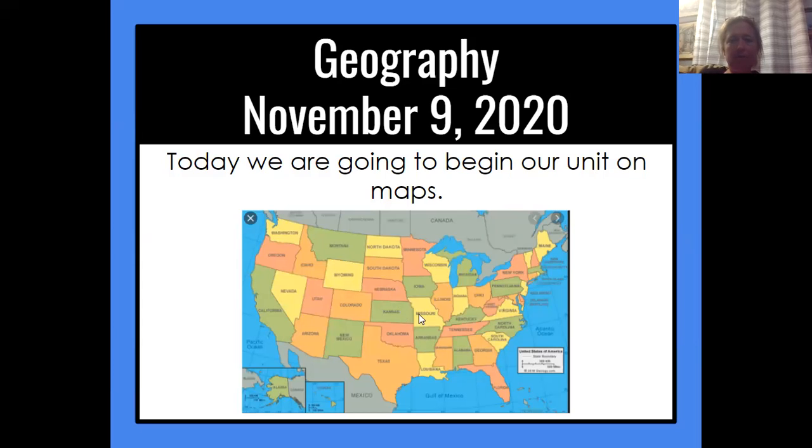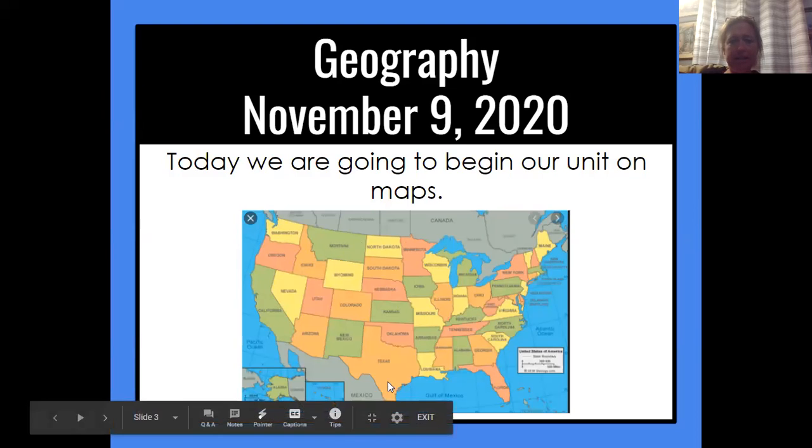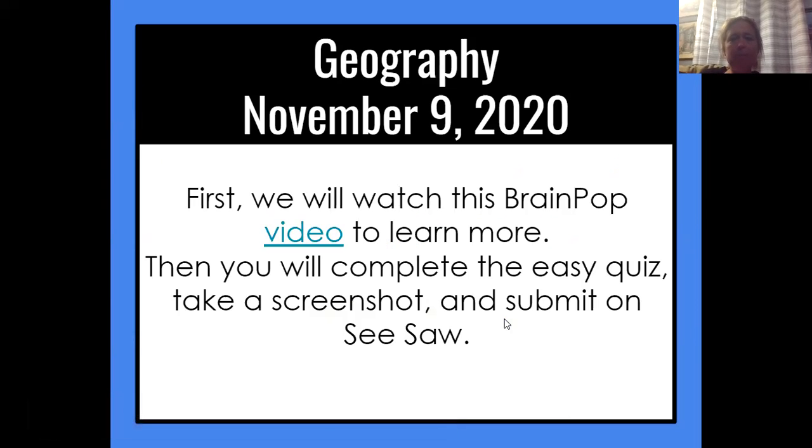Here is an example of a map of the United States, and Mexico is down here to our south. We live here in North Carolina. Okay, so let's continue with a BrainPOP video to learn more about maps.